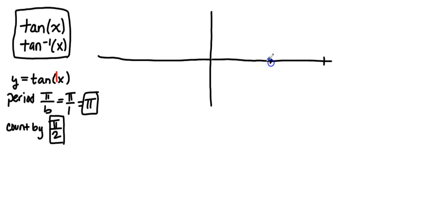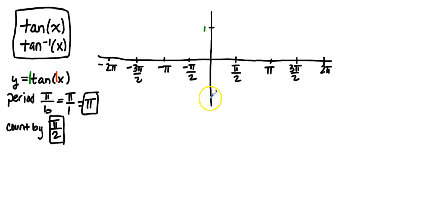It's our standard practice to label pi, 3 pi over 2, and 2 pi. And then we can also count in the negative direction. So negative pi over 2, negative pi, negative 3 pi over 2, negative 2 pi. Our a value is still 1. We have an invisible 1 in front right here. So that tells me 1 and negative 1.